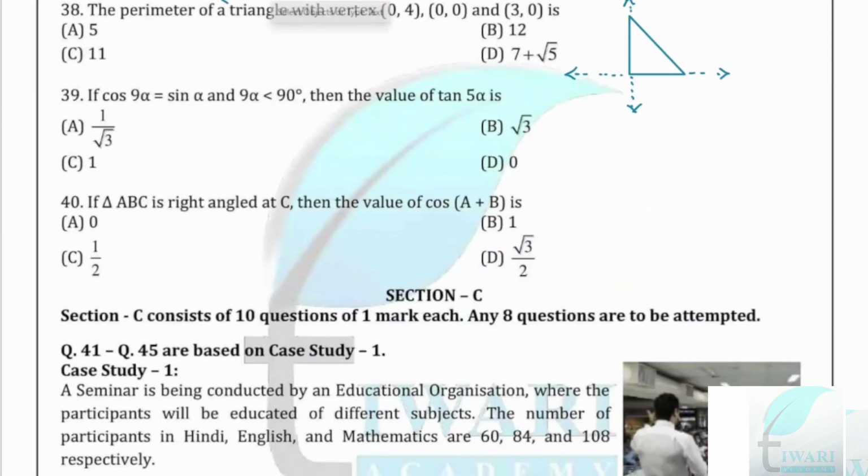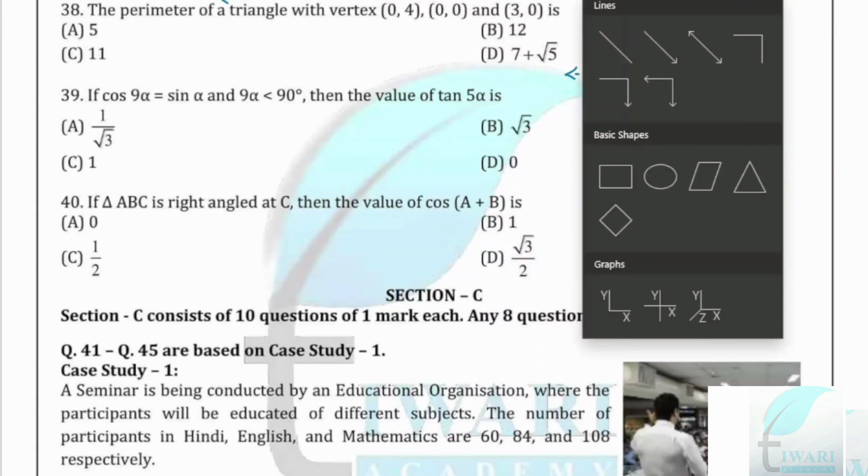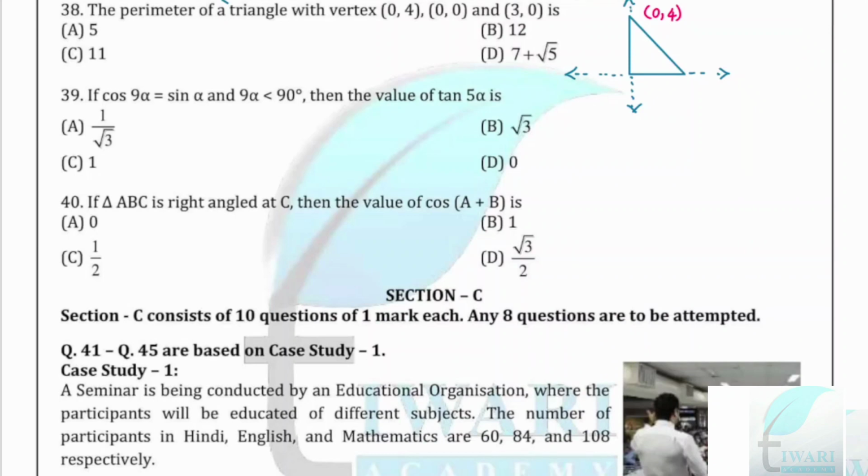So question number 38. To solve this question, there are two ways. The perimeter of the triangle with vertices 0, 4, and 0, 0, that is origin, and one more vertex is 3, 0. So we can find perimeter of this triangle with the help of distance formula and also with the help of simple logic.